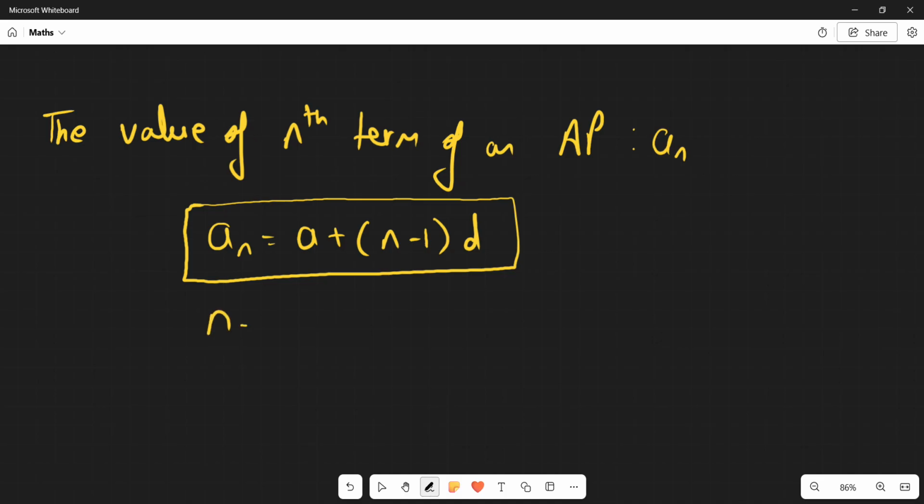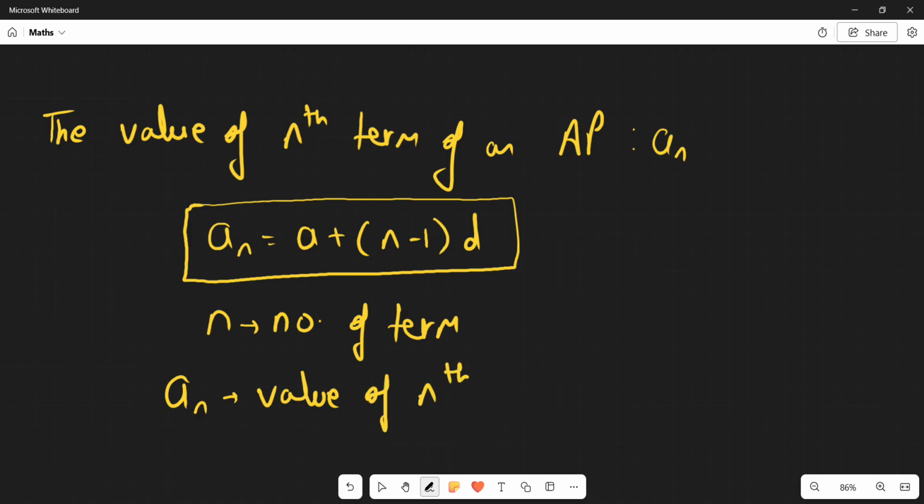Here n can be any number of term. It can be the first term, the second term, the third term. So n will represent a number like 1, 2, 3, 4, 56, 57, 58, whatsoever. But please remember that n is the number of the term that we want to calculate. An is the value of the nth term.